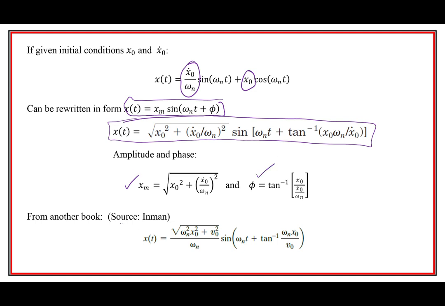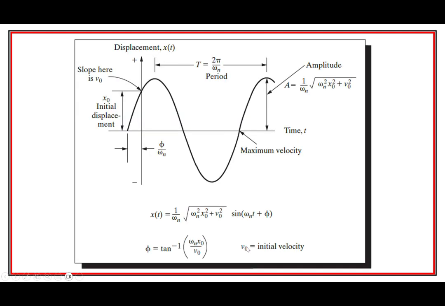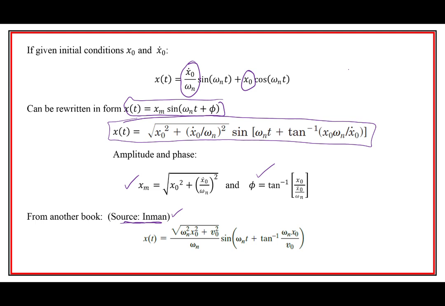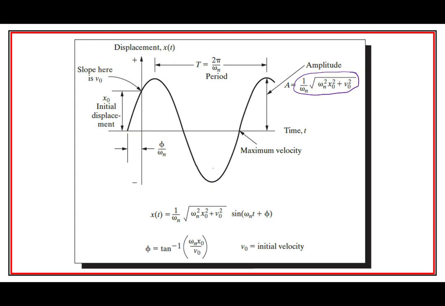Here's another version of the same equation by Inman, where you can see how they've assembled things. And in here, they don't use the x dot 0. They use just a v0 to represent the initial velocity. Another example here of another way to write out this amplitude from the initial conditions. You can kind of see that this is going to be the same thing. All they've done is they've moved the natural frequency to the outside.